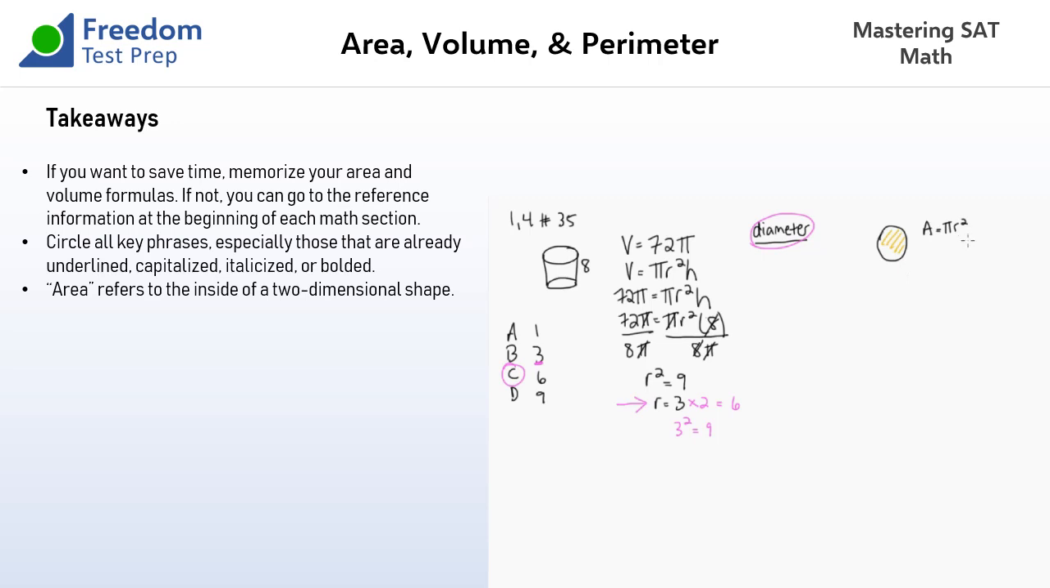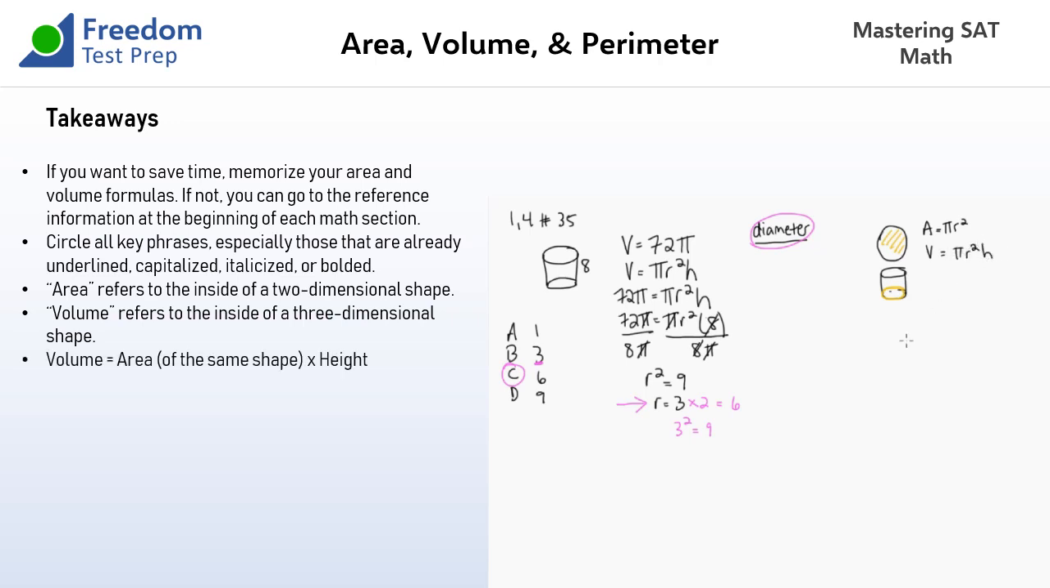Now, the volume is the stuff inside a 3D shape, right? So that would be our circular cylinder. The base here is a circle. We just added on the height, right? So the volume is the same thing as the area of that same shape times the height.